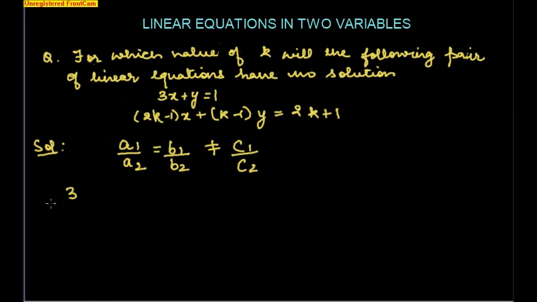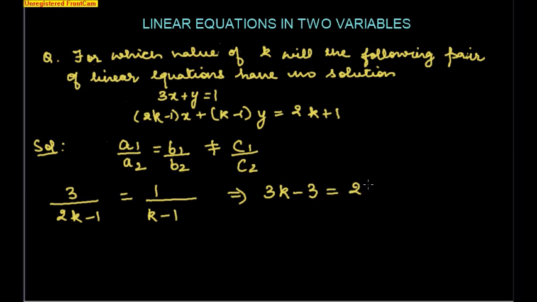Now A1 is 3 and A2 is 2k minus 1. B1 is 1 and B2 is k minus 1. So we do not have to write not equal to C1 and C2, because from here we can find out the value of k. Let us cross multiply and I get 3k minus 3 is equal to 2k minus 1. From here 3k minus 2k is equal to 2, and we get k is equal to 2.